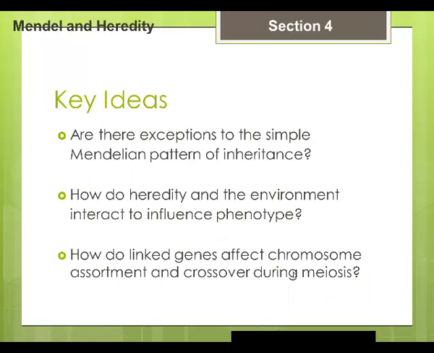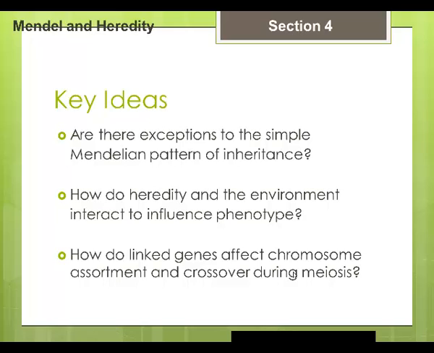Key ideas for this section. Are there any exceptions to the simple Mendelian patterns of inheritance? So we've talked quite a bit about simple monohybrid crosses or dihybrid crosses with some of the simple things that Mendel observed in his experiments. So the question is, are there any exceptions to the rules that he came up with? And then, how do heredity and the environment interact to influence phenotype? Remember, phenotype is the physical trait that is expressed. Don't confuse that with genotype.